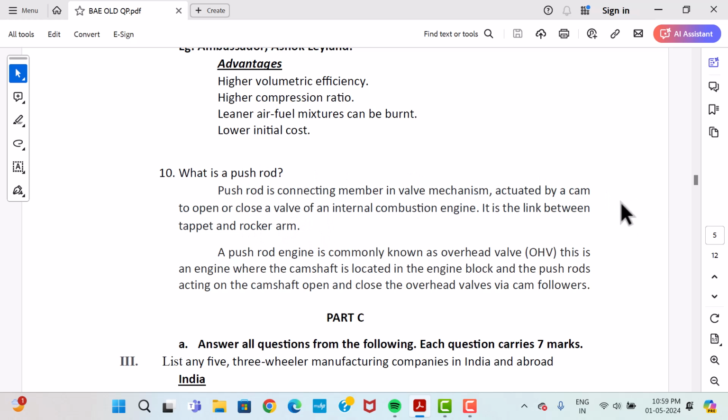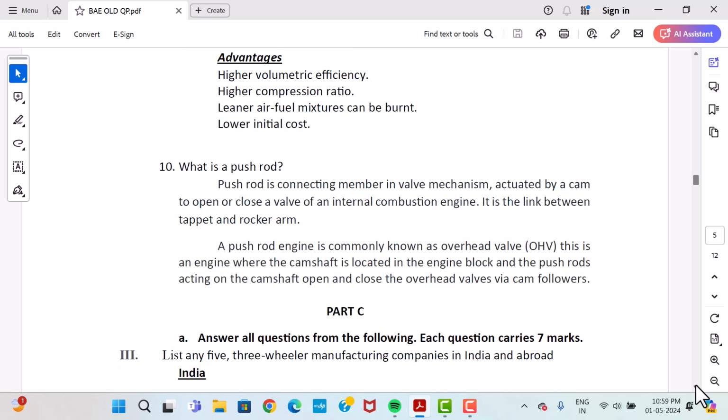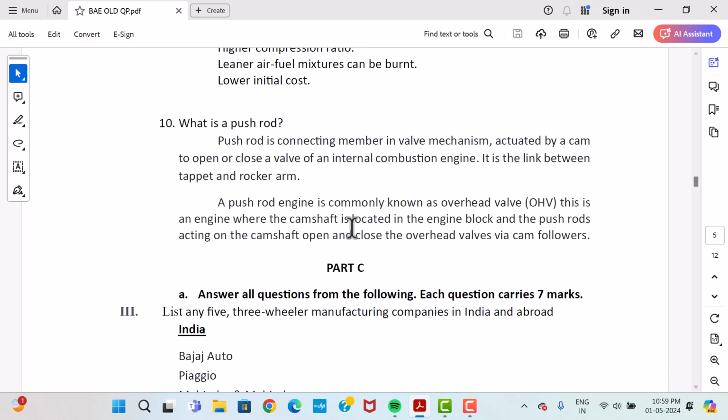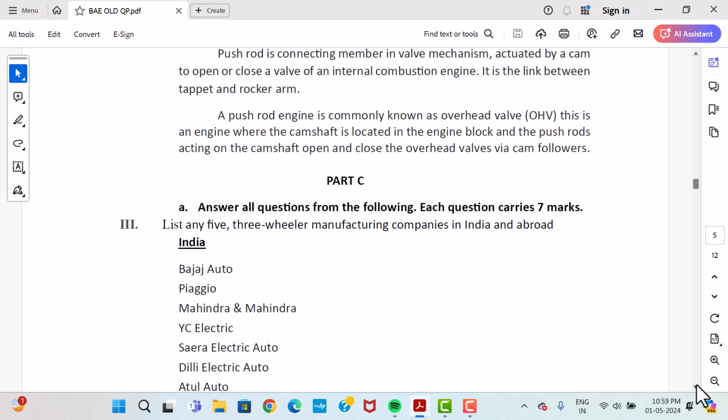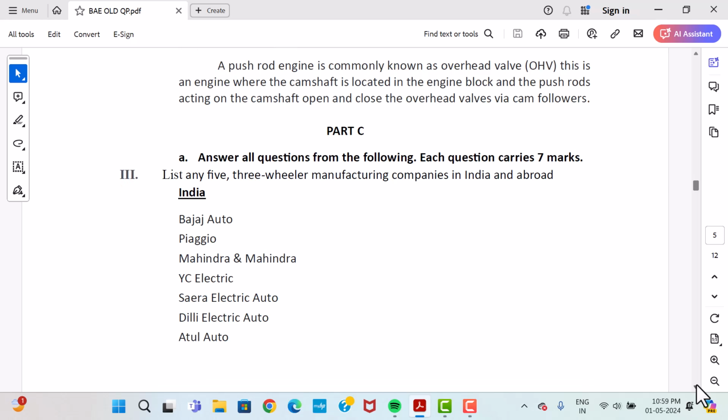If you can draw a figure, that is best for this question, what is a push rod? You have to simply draw a cam, a push rod, then a rocker arm, and a valve. That is the best method of answering this question, because that much explanation is there. In such cases, you have to draw simple schematic sketches. So we can move to part C of this question paper.